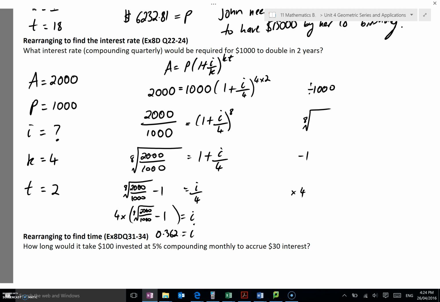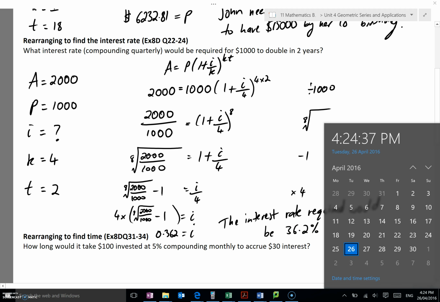Okay, remember I'm asking for the interest rate. I've found I, which is the interest rate, as a decimal. I need to now write it as a percentage. Okay, so I'd say the interest rate required would be 36.2% per annum.